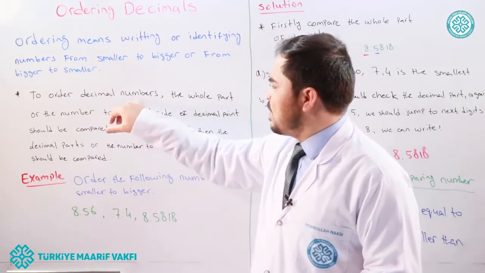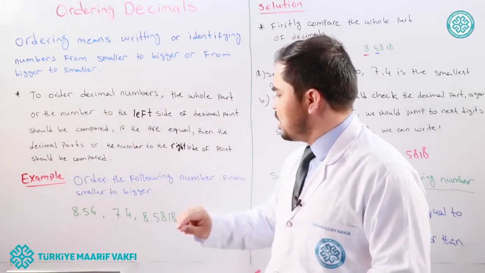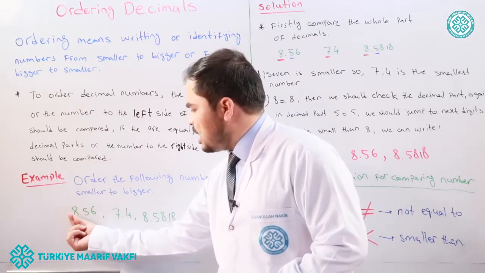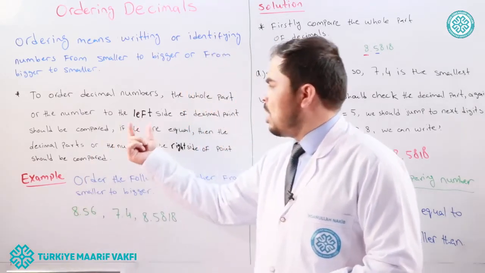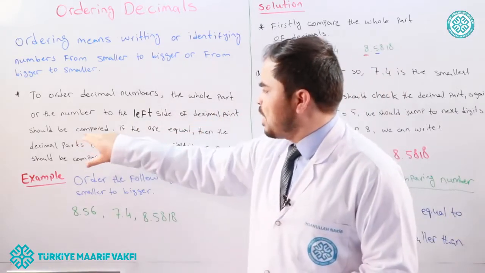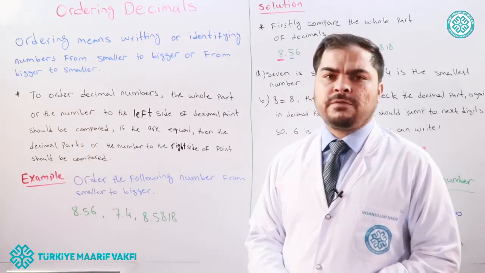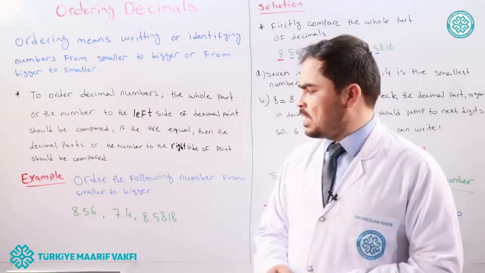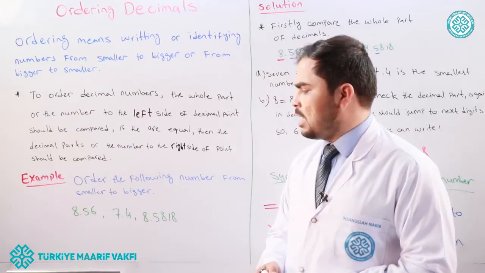To order decimal numbers, the whole part, or the number to the left side of the decimal point, is compared first. Here, this is the whole part, this is the point, and to the left side we have the whole part. 8 is a whole number, so we also call it the whole part. The left side of the decimal point should be compared. If there are 3 numbers, 4 numbers, or 2 numbers, whenever the whole part is bigger, that decimal number is bigger than the others.